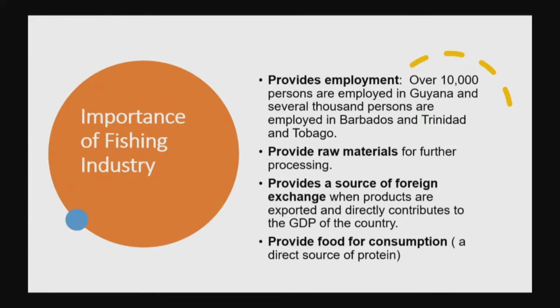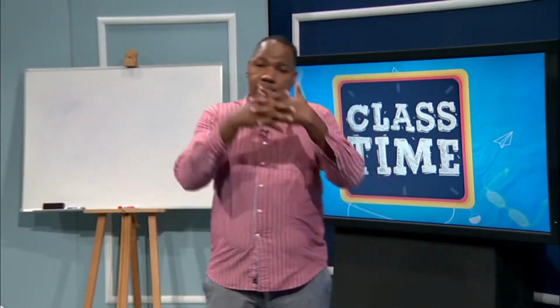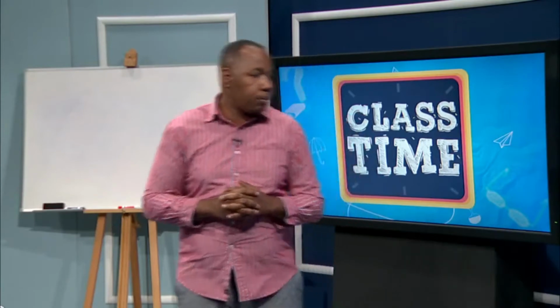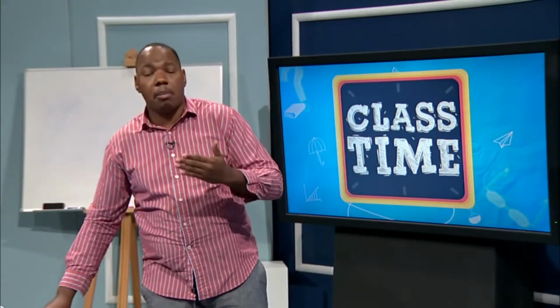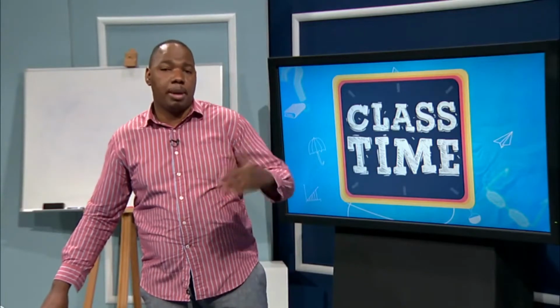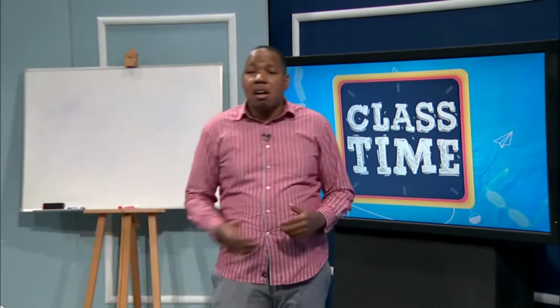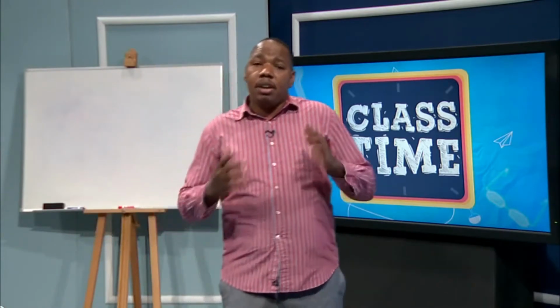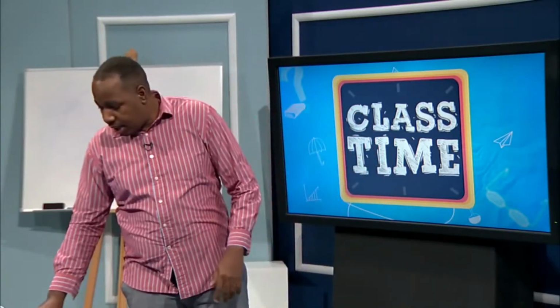So as I had mentioned earlier, fishing also provides a lot of raw materials that are used for further processing. It provides a source of foreign exchange as we sell these commodities and gain revenue. And of course, this exportation contributes a lot to our gross domestic product, which we had discussed in the previous lesson. And of course, it is a very, very important source of protein, right? So we use it in our everyday meals.